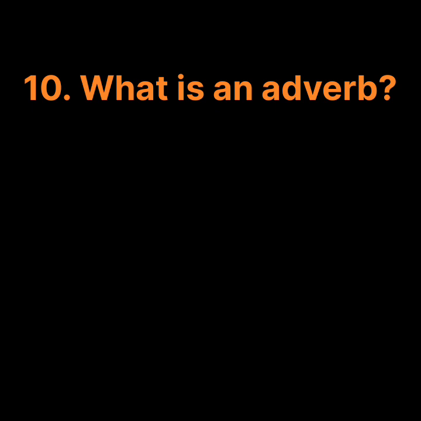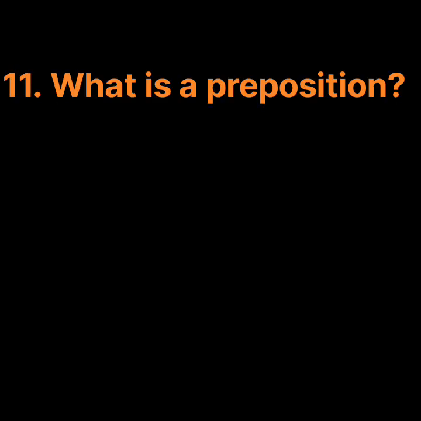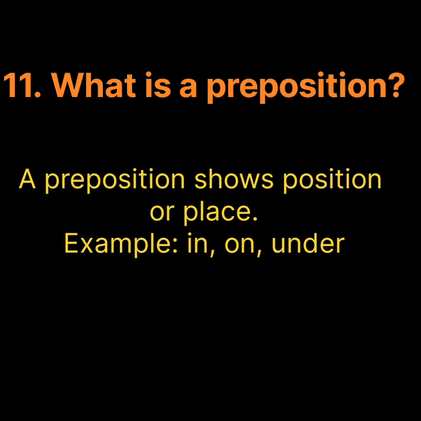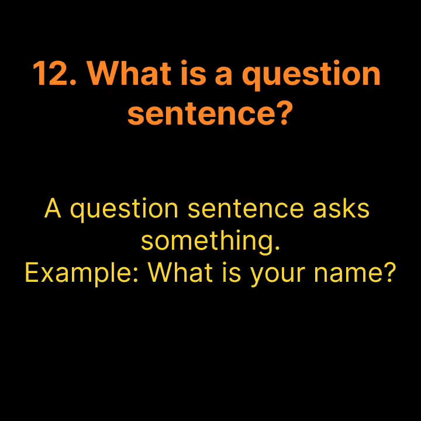What is an adverb? An adverb describes a verb. Example quickly, slowly. What is a preposition? A preposition shows a position or place. Example in, on, under. What is a question sentence?